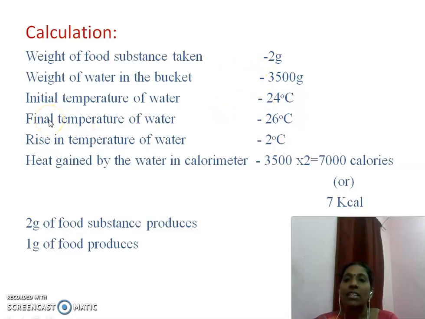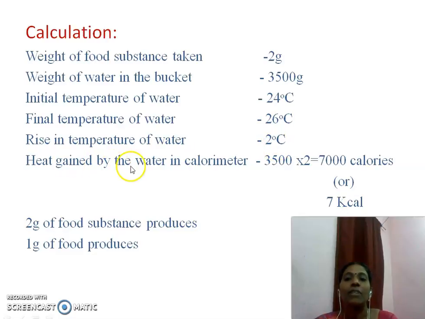Next, the final temperature of the water. When the sample starts burning, it releases heat. Finally, the heat evolved from the food sample will be absorbed by the water which is present in the bucket. So the rise in the temperature of the water is 26 degrees centigrade. Now the rise in the temperature of the water can be found by subtracting the initial temperature of the water from the final temperature of the water. So here the rise in temperature of water is 2 degrees centigrade.